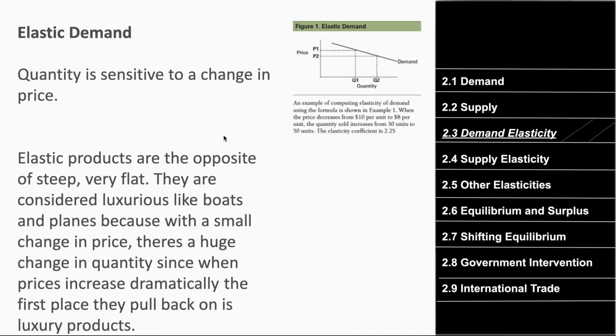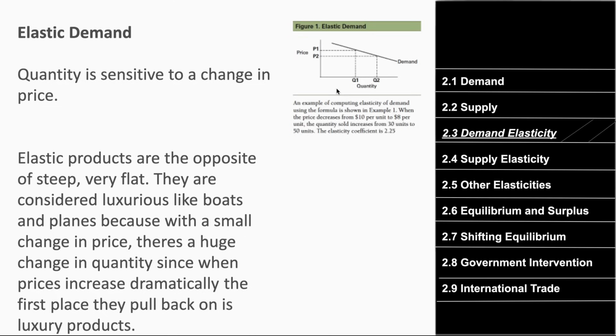Then we have elastic products, which is basically where the quantity is sensitive to a change in price. So if there's a 10% increase in price, there could be a 40% change in quantity. It's just a dramatic change in quantity when there's a small change in price. Elastic products are the opposite of steep, but very flat, kind of like here. They are considered luxurious things like boats and planes, because with small changes in prices, like a 10% increase or decrease, we'll see a huge pullback on all of those products because they're luxuries.